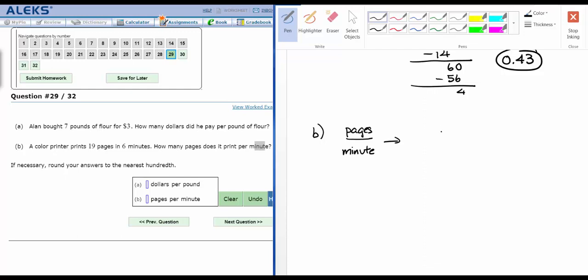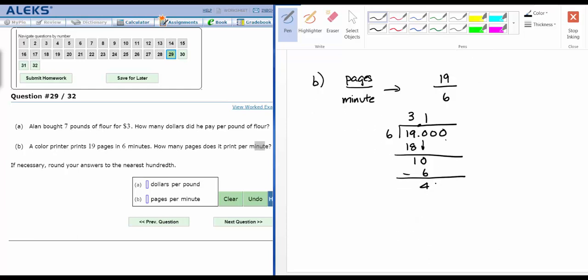So if we set up our fraction, we had 19 pages per 6 minutes. And again, we do the division. So we have 6 goes into 19. We bring it out to the thousandths because we're only going to round to the hundredths. So here's our decimal. 6 goes into 19 3 times. Gives us 18. Bring down the 1. Bring down the 0. 6 goes into 10 1 time. Do the subtraction, we get 4. Bring down the 0. 6 times 6 is 36.